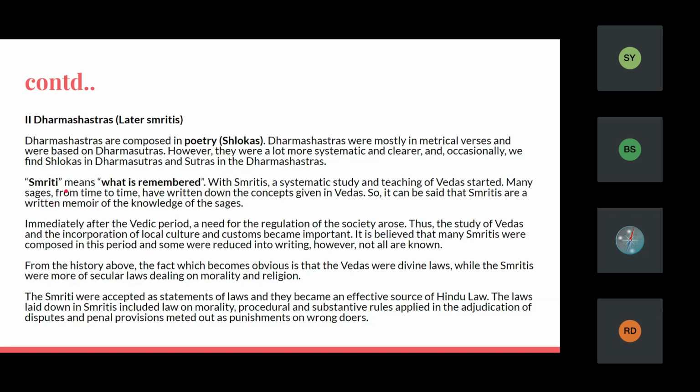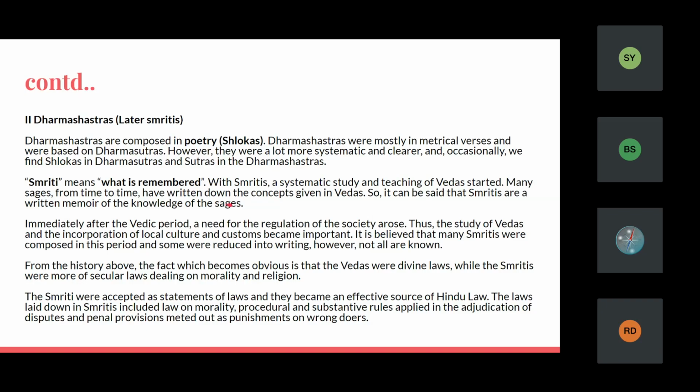Smritis mean what is remembered. What is remembered is Smriti. What was heard is Shruti. With Smriti, a systematic study and teaching of Vedas started. Many sages from time to time have written down the concepts given in Vedas. So it can be said that Smritis are a written memoir of the knowledge of the sages. Smriti has to do with sages; they have done it applying their own mind.